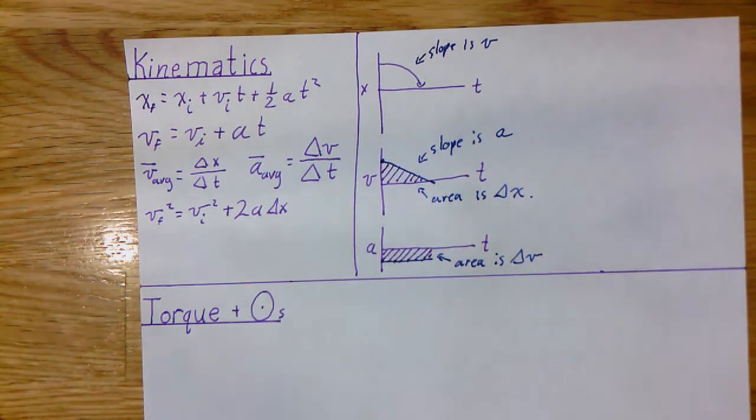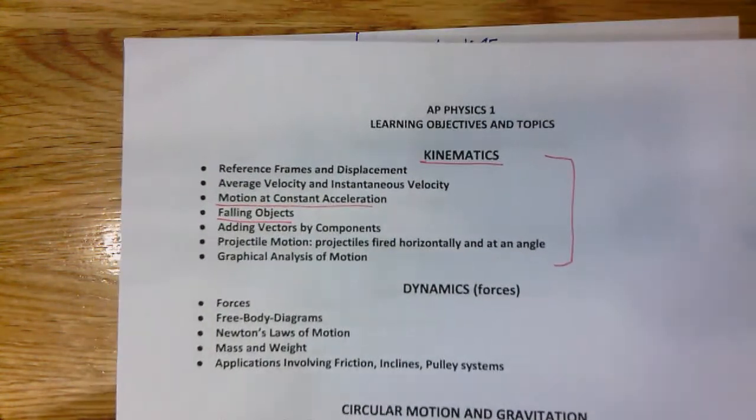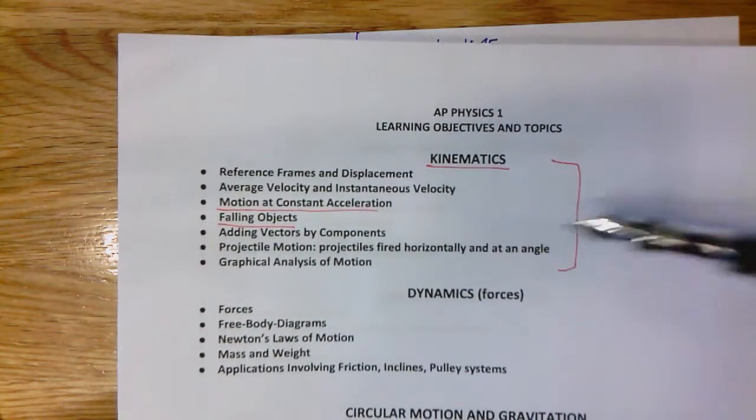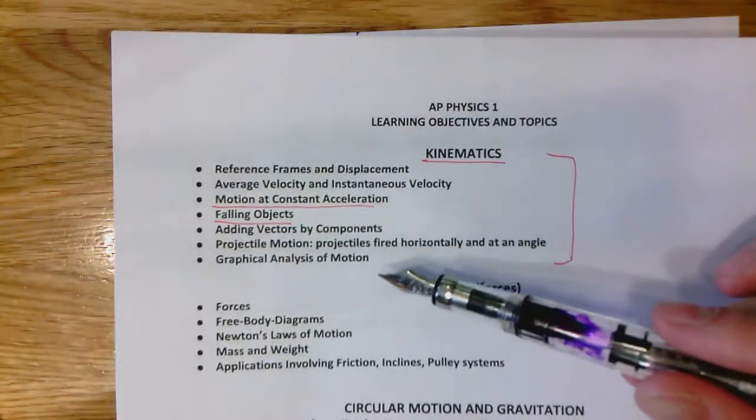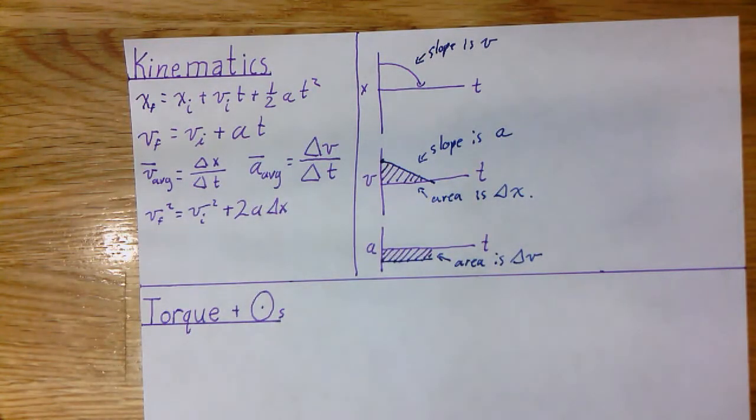Last thing we want to talk about is projectile motion. So things fired horizontally and at an angle, and then maybe some graphical analysis of some motion. So we'll draw some little graphs, maybe some motion maps.